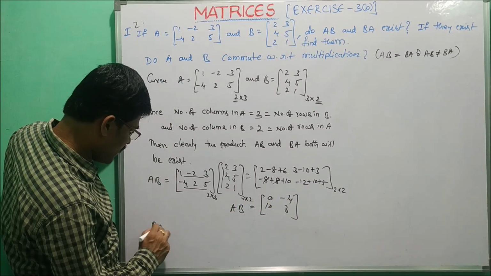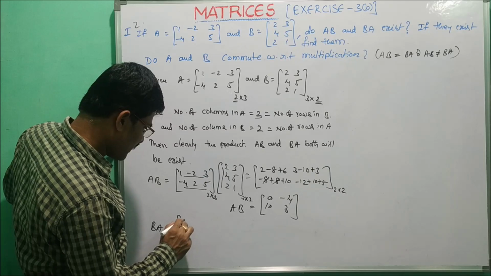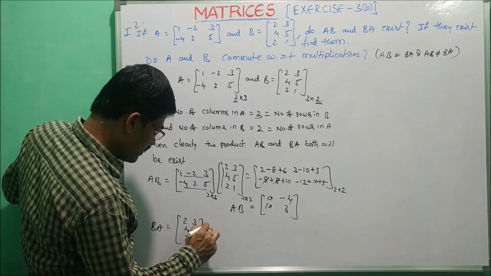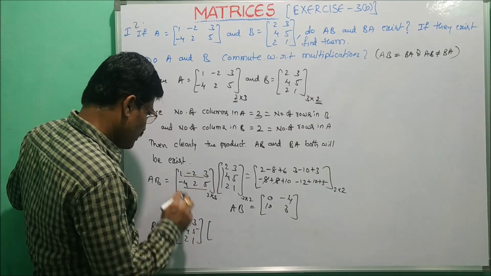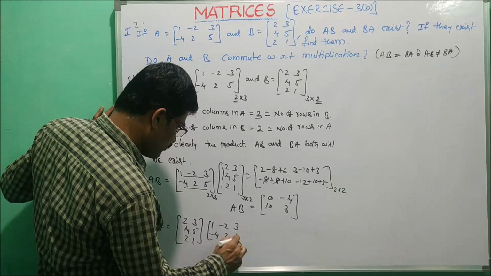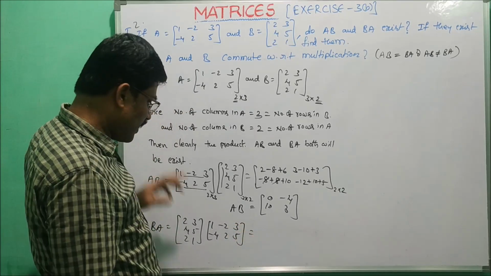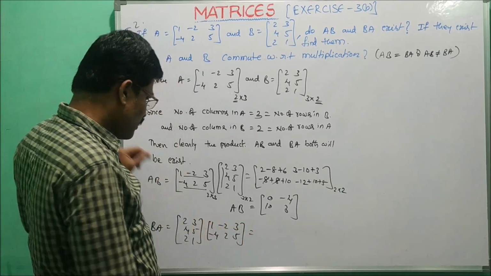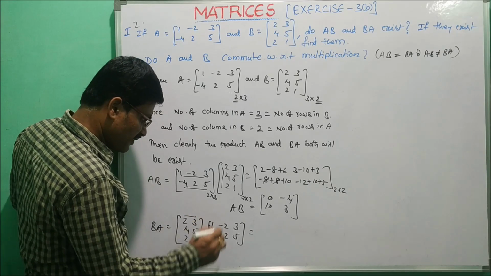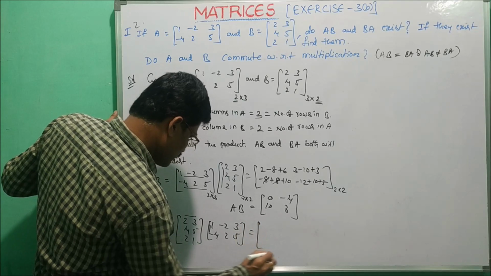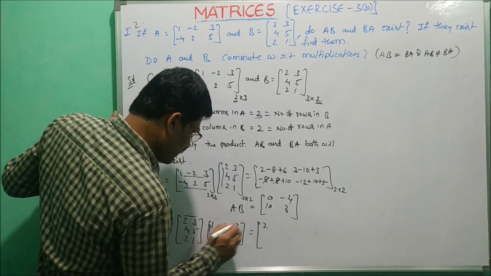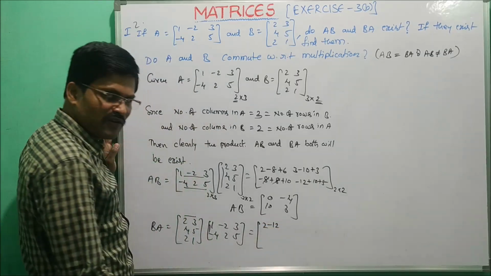Similarly, we find BA. First we take the second matrix, 2, 3, 4, 5, 2, 1. That is B. Next we take A, 1 minus 2, 3, minus 4, 2, 5. Here also we find the product of two matrices. Now we take first row, first column in the second matrix. 2 into 1 is 2. 3 into minus 4 is minus 12. That is the first element.